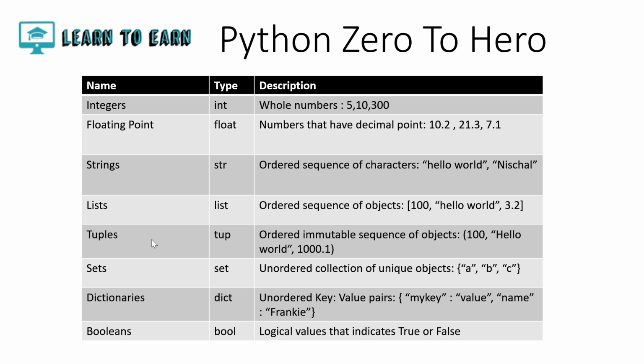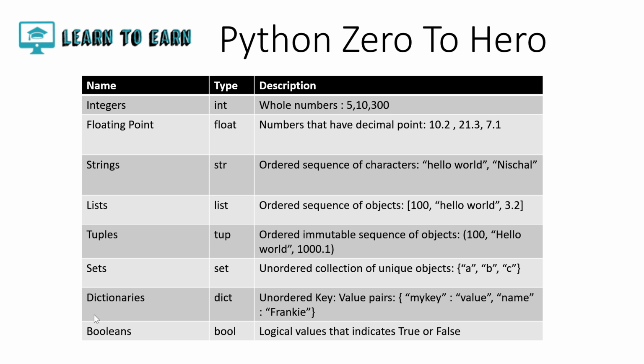Next is tuples. Its type is tuple, and it's an ordered immutable sequence of objects. They look a lot like a list, however the difference is that they're immutable and they use parentheses, as you can see. Next is set. Its type is set and it is an unordered collection of unique objects. They are a little similar to dictionaries, but they don't have key value pairs, which makes them different.